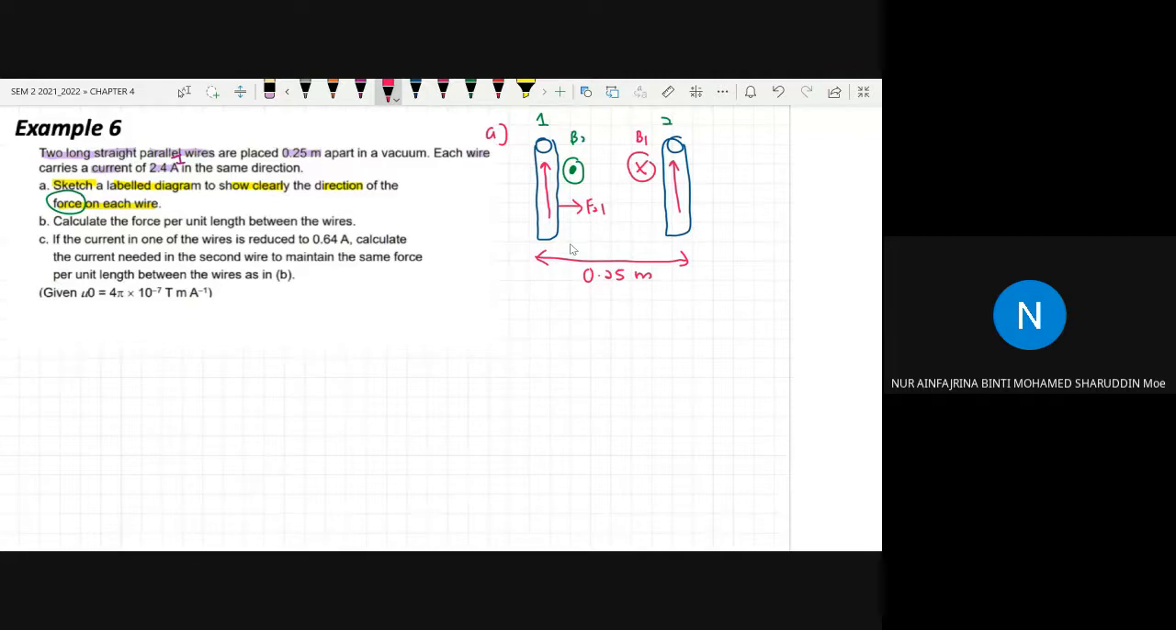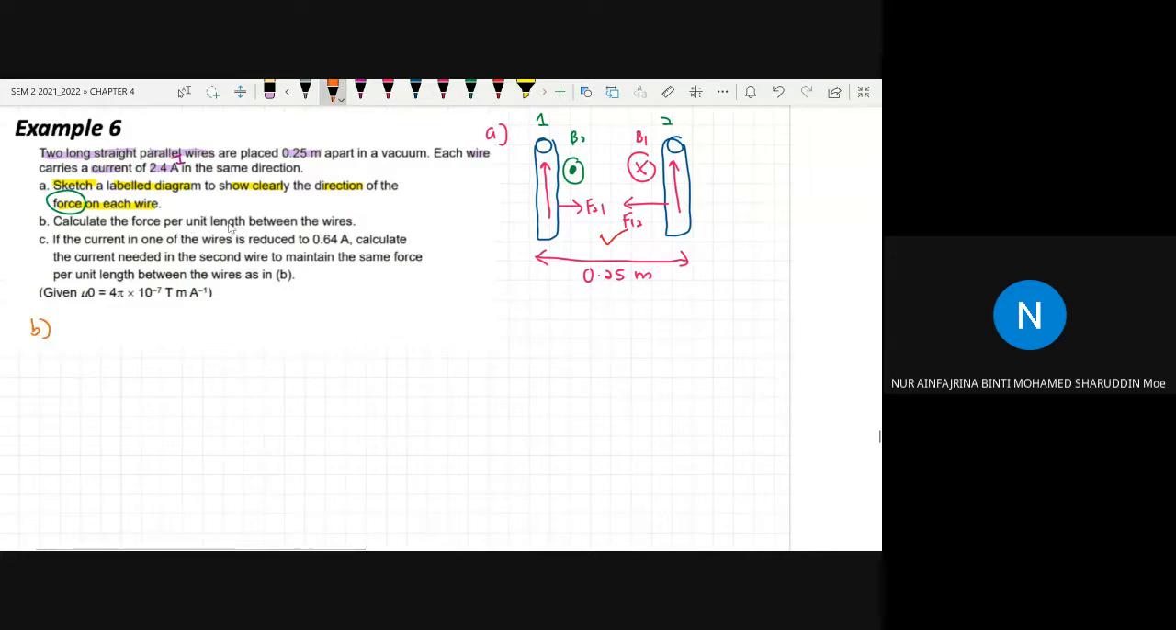Okay, cuba try untuk wire 2. Wire 2, your fingers adalah direction of your current. So, awak akan letak jari-jemari awak ke atas. Dan dia adalah into the plate. So, dia masuk. So, bila dia masuk, you punya magnetic force you akan dapat ke kiri. So, ni force 1 on 2. So, if you dah lukis 2 ni, settle. You dapat markah.